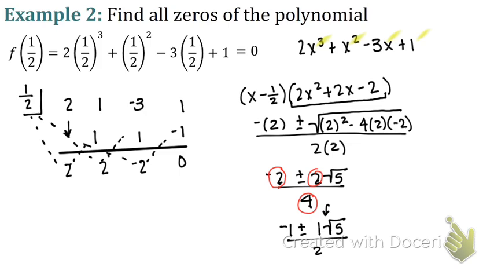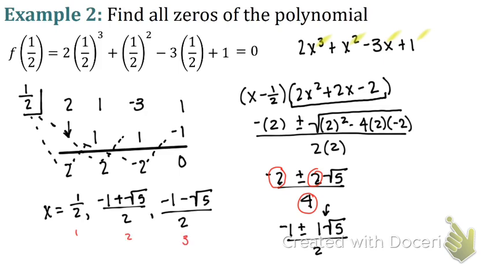So all 3 roots are 1/2 and then negative 1 plus the square root of 5 over 2 and negative 1 minus the square root of 5 over 2. That is 1 root, 2 root, 3 root. And we were supposed to have 3 roots. So that is how you find all roots of a polynomial.